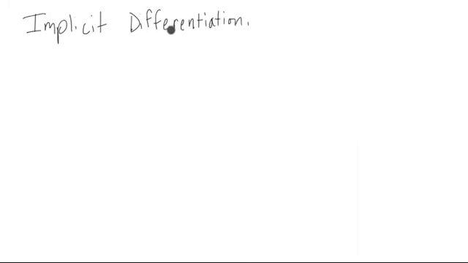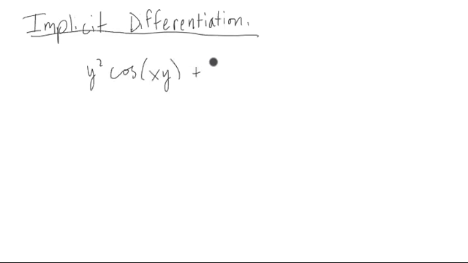Okay, so let's begin with an example here. Suppose we have something like y squared times the cosine of xy plus 3xy is equal to 5. So we have some kind of curve going on here, and we want to compute the slope of it as a formula in terms of x and y.